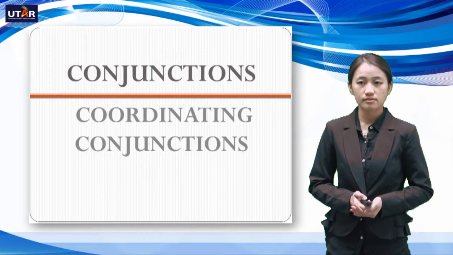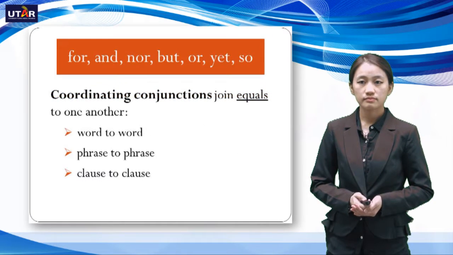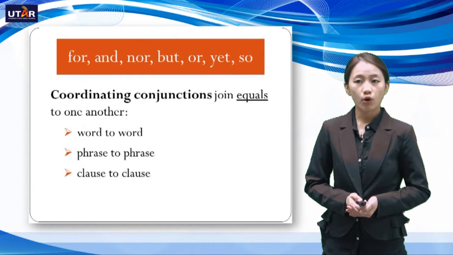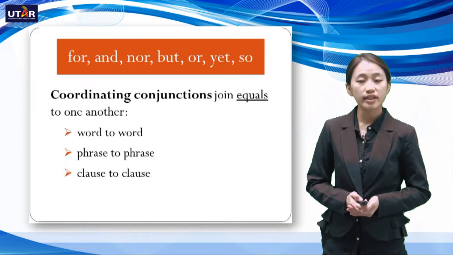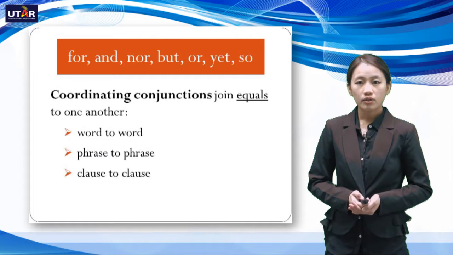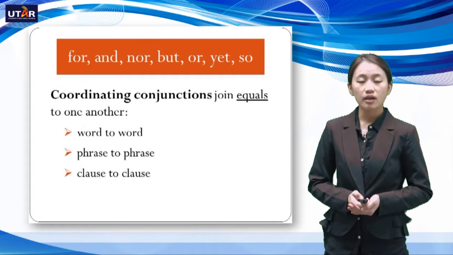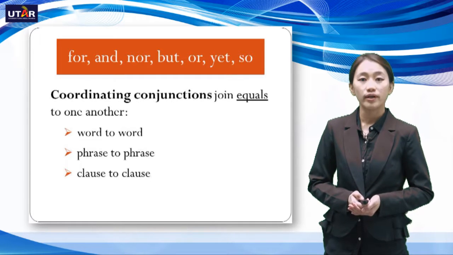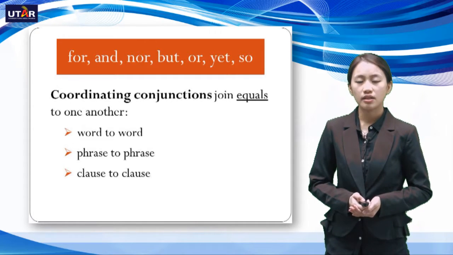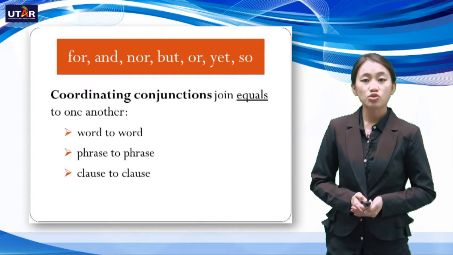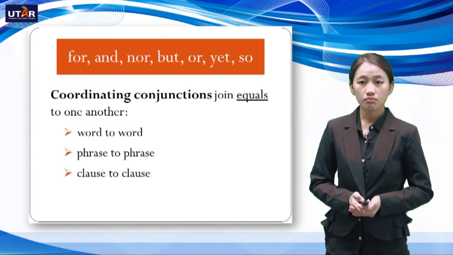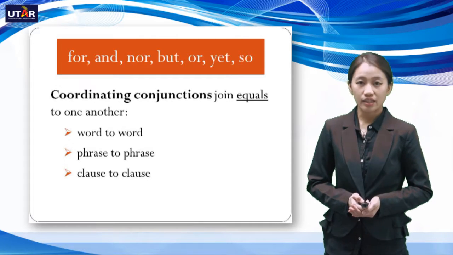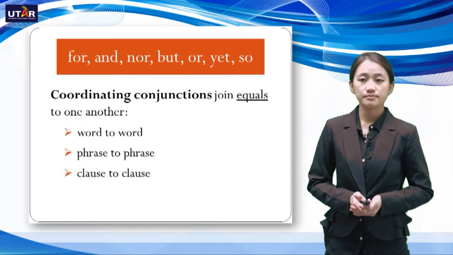Coordinating conjunctions. For, and, nor, but, or, yet, so. These are the examples of coordinating conjunctions. The usage of coordinating conjunctions basically join equals to one another. So what does that mean? It means that it actually join word to word, phrase to phrase, or clause to clause. So let's look at the examples for each of these subpoints.